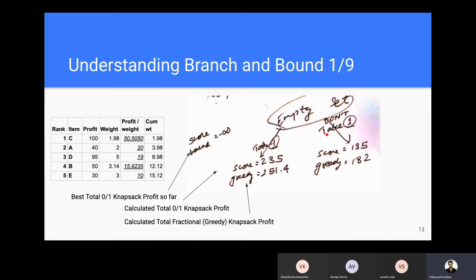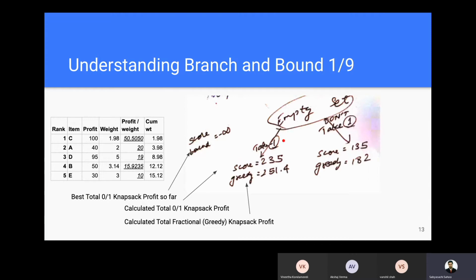But let's say we don't take one. What do we get? Let's say this item is not taken. That means we take weights 2 and 5, that's 7, but we cannot take the 3rd item, which is the 4th item B. Which means the total profit that we can make in a 0-1 knapsack setting is 40 plus 95, that's 135 if we don't take one. And in a greedy setting, we could have taken a fraction of B, and that would have yielded us a profit of 182.